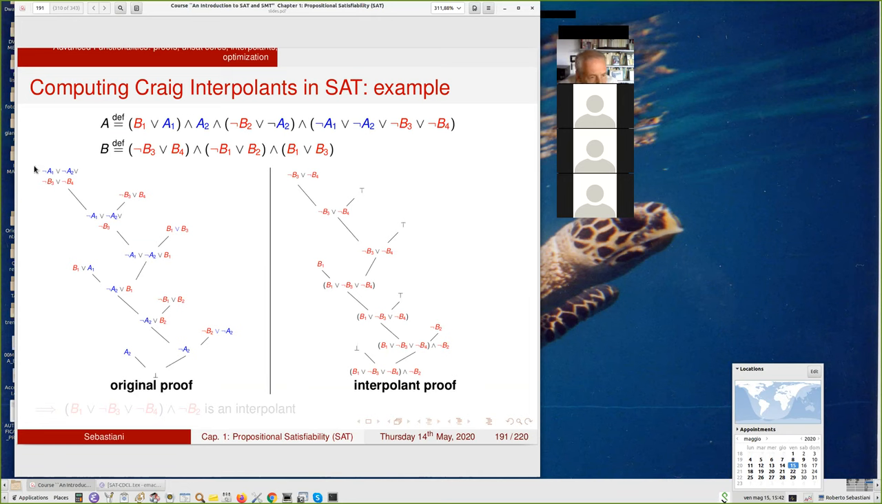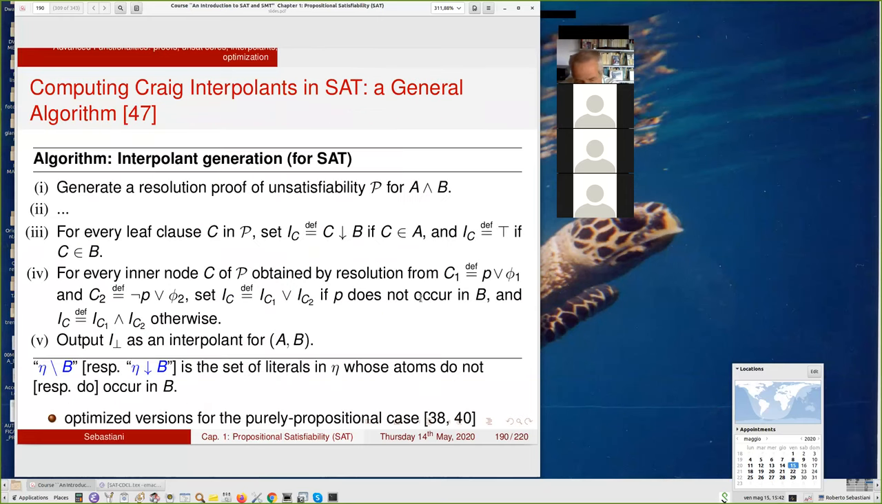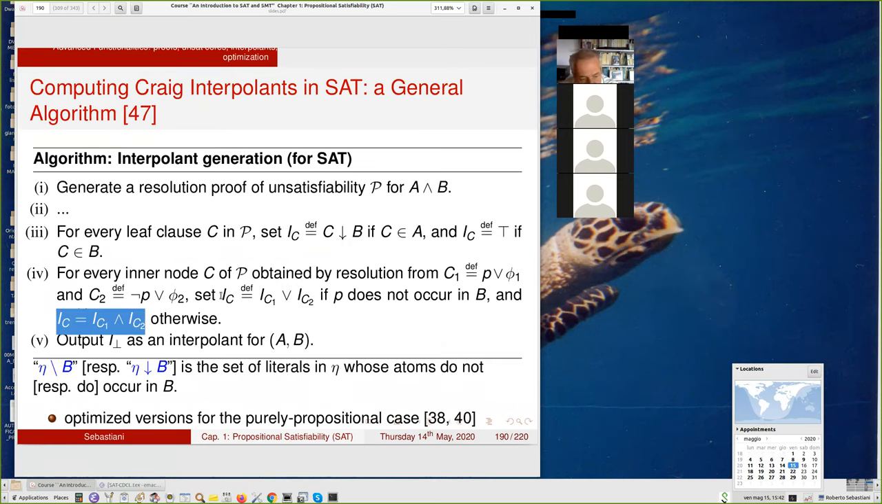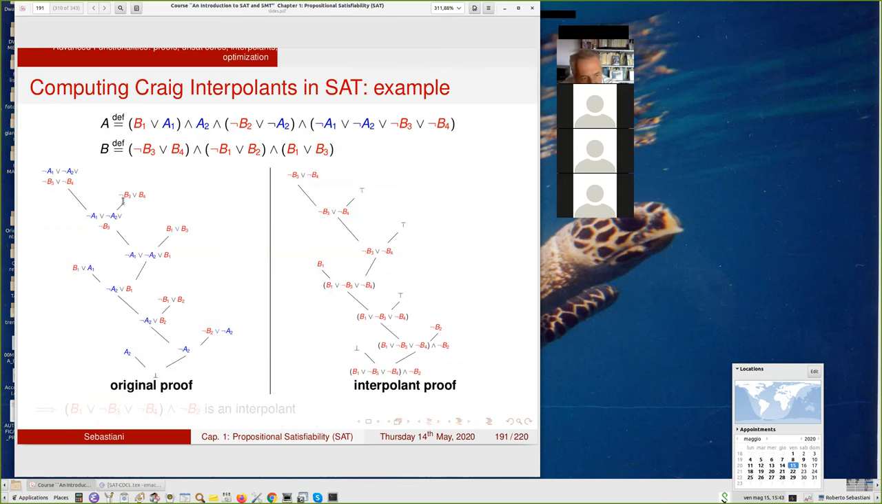So if we had this resolution, this resolution was computed on B3. B3, remember, occurs in B. So what we do is apply the conjunction of the two partial interpolants. Since this was obtained by resolving on a common variable, we take the conjunction of these two formulae. And in fact, the conjunction with true is the same as the formula here, which is obviously true.